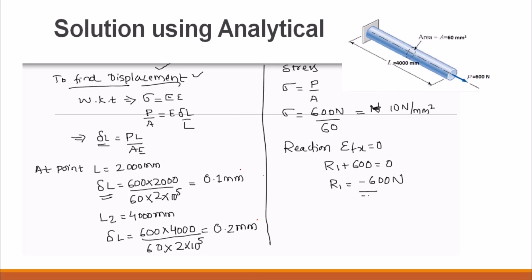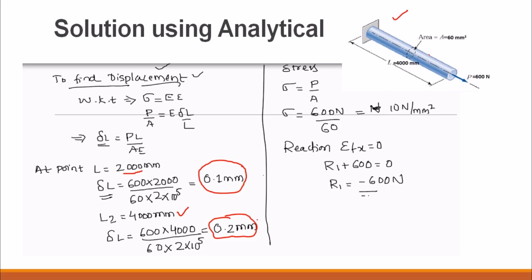Then after that, as the bar has a constant cross-sectional area, the stress induced I have calculated, so that is 10 Newton per mm square, as well as their respective reaction. So this is what we have covered in our first introduction tutorial.